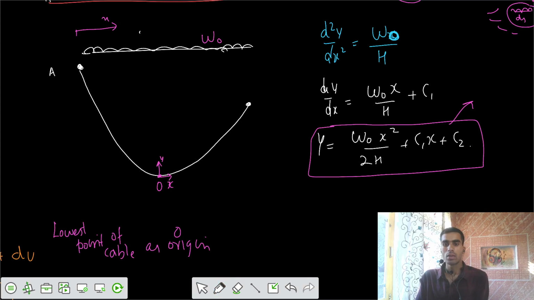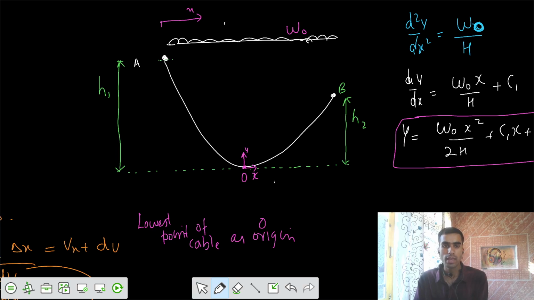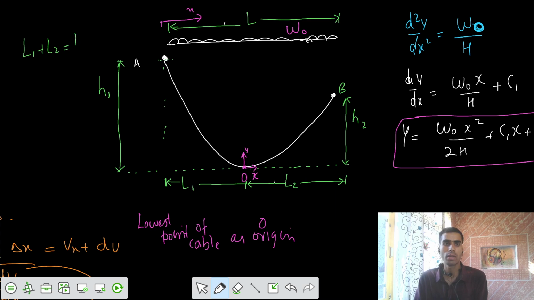Now we have the profile format. There is some sag h1 from this support to the lowest point, and on the other side we have some sag h2 at the other support. We can say this is support B. Let's say this is h1 and h2, sag 1 and sag 2. The length here up to the point O is L1, and from this side it is L2. The total length along the horizontal is L, such that L1 plus L2 equals L.